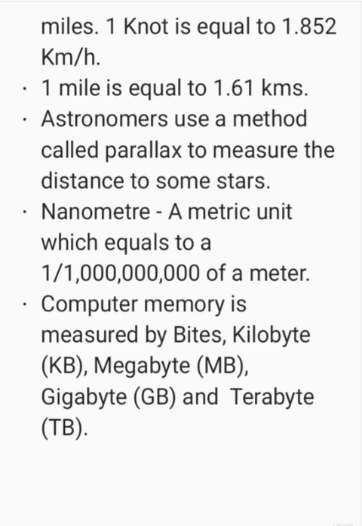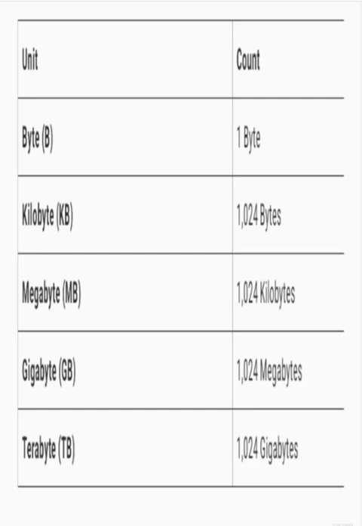Computer memory is measured in units such as byte, B, kilobyte, KB, megabyte, MB, gigabyte, GB, and terabyte, TB. 1 byte is the smallest unit of memory. 2. Kilobyte, KB, is equivalent to 1024 bytes. 3. Megabyte, MB, is equal to 1024 kilobytes. 4. Gigabyte, GB, is equivalent to 1024 megabytes. 5. Terabyte, TB, is equal to 1024 gigabytes.